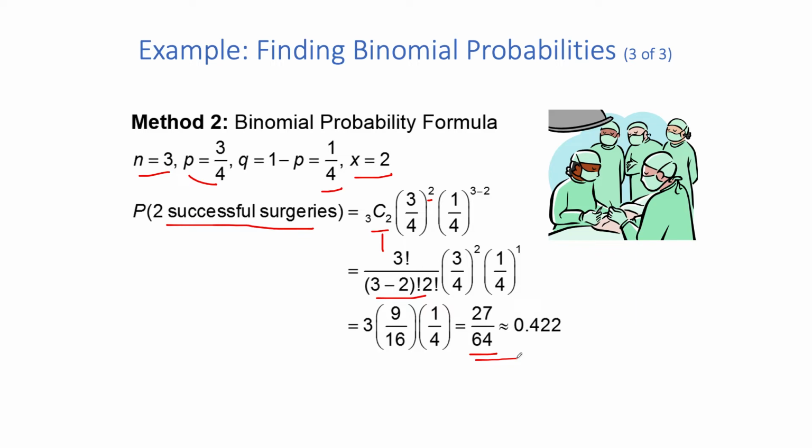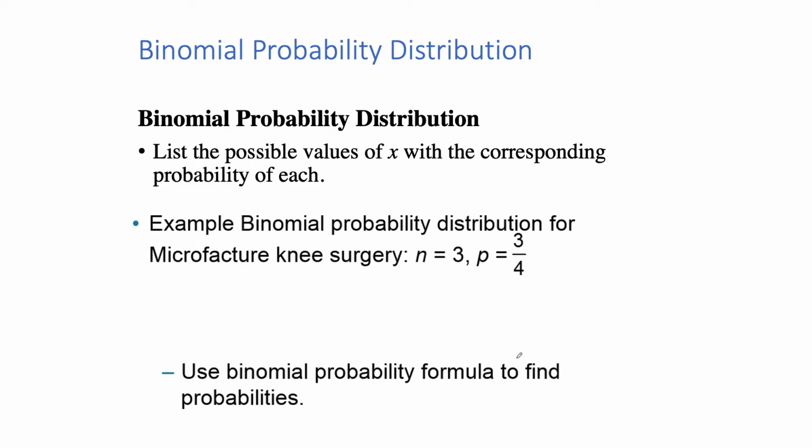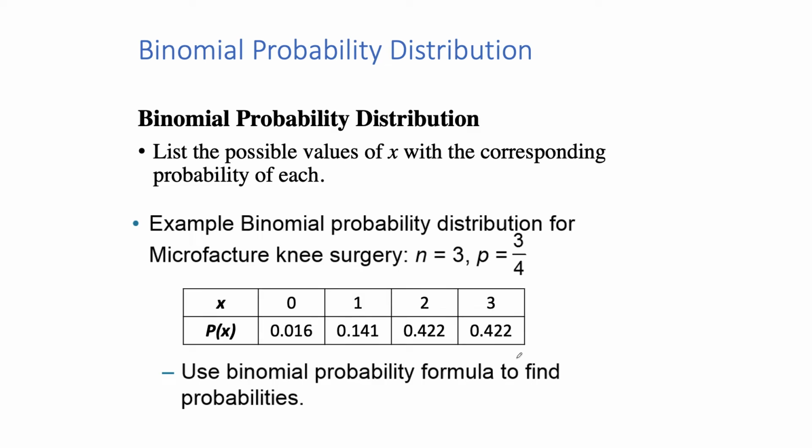All right. So we can come up with numbers for each of these, right? So if I had to fill out this probability distribution table for this situation, I know n is 3, I know p is 3 over 4, which means q is 1 over 4, and I can find the probabilities using the binomial probability formula to find each of these values. Okay. So we'll take a second example where we'll do exactly that. We'll build the binomial probability distribution out from scratch.